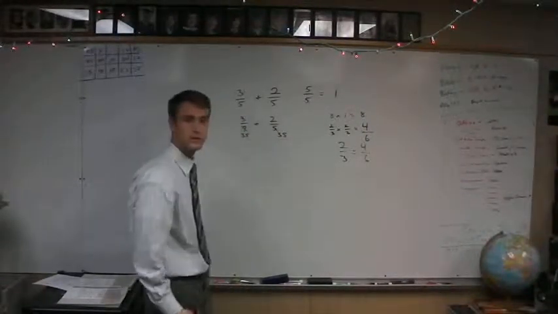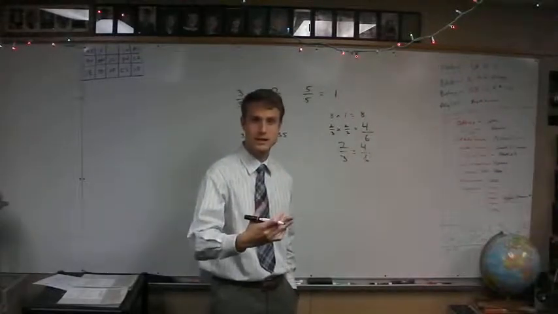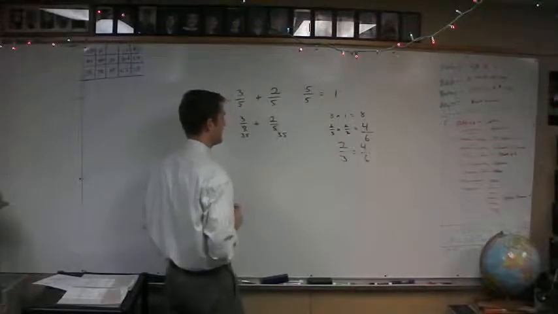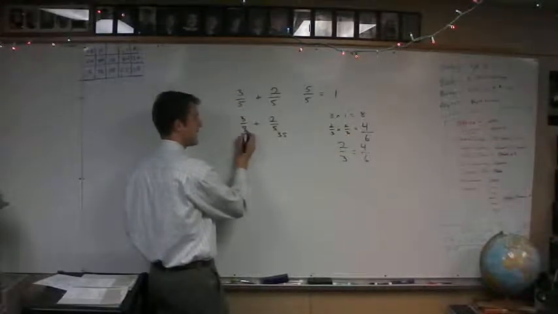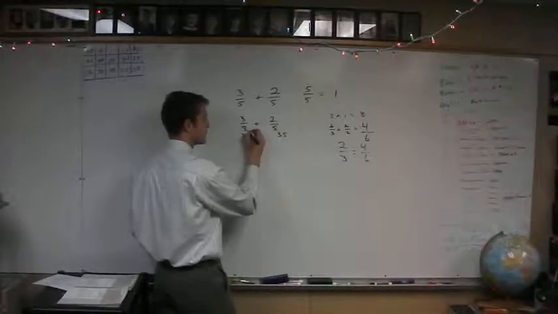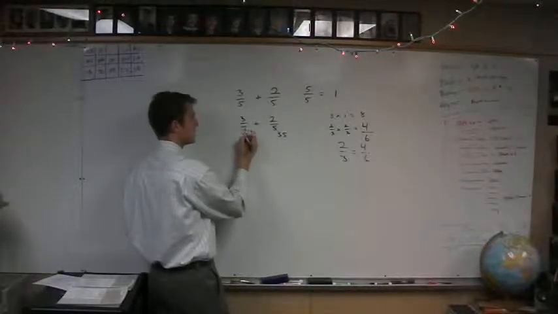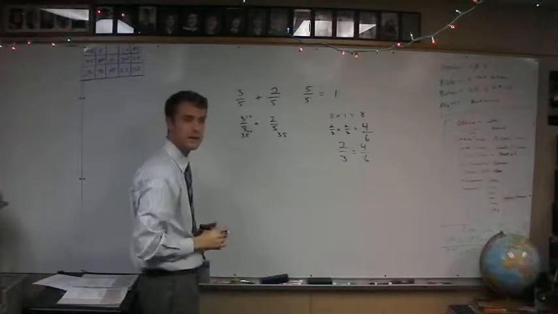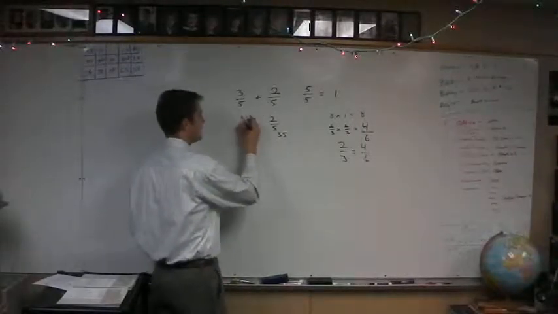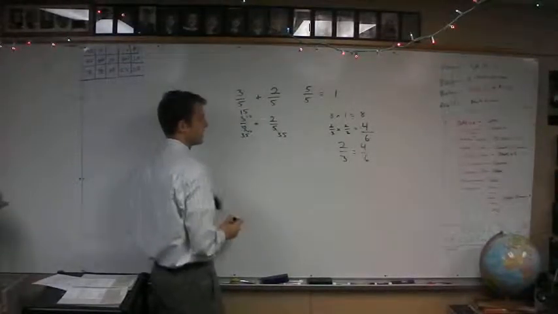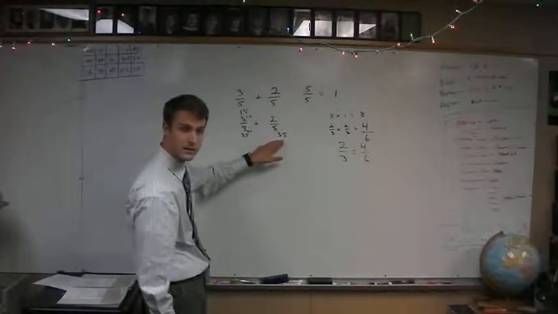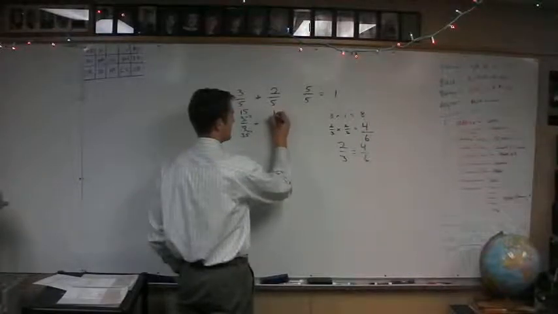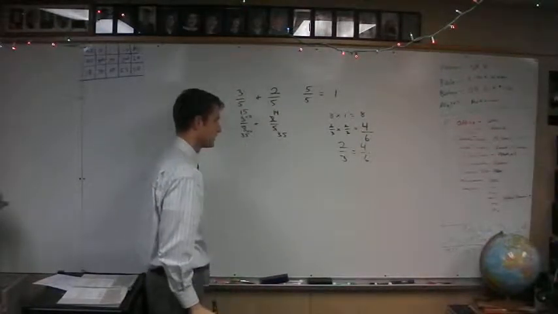Now, anytime I change something on the bottom, I must do the same thing to the top in order to keep it equal. That is multiplying by 1 like I did here. So I multiplied 7 by 5 to get 35. That means I'm going to have to do the same thing to the top to keep it equal. 3 times 5 equals 15. Over here I multiplied 5 times 7 to get 35. I have to do the same thing to the top. 2 times 7 is 14.